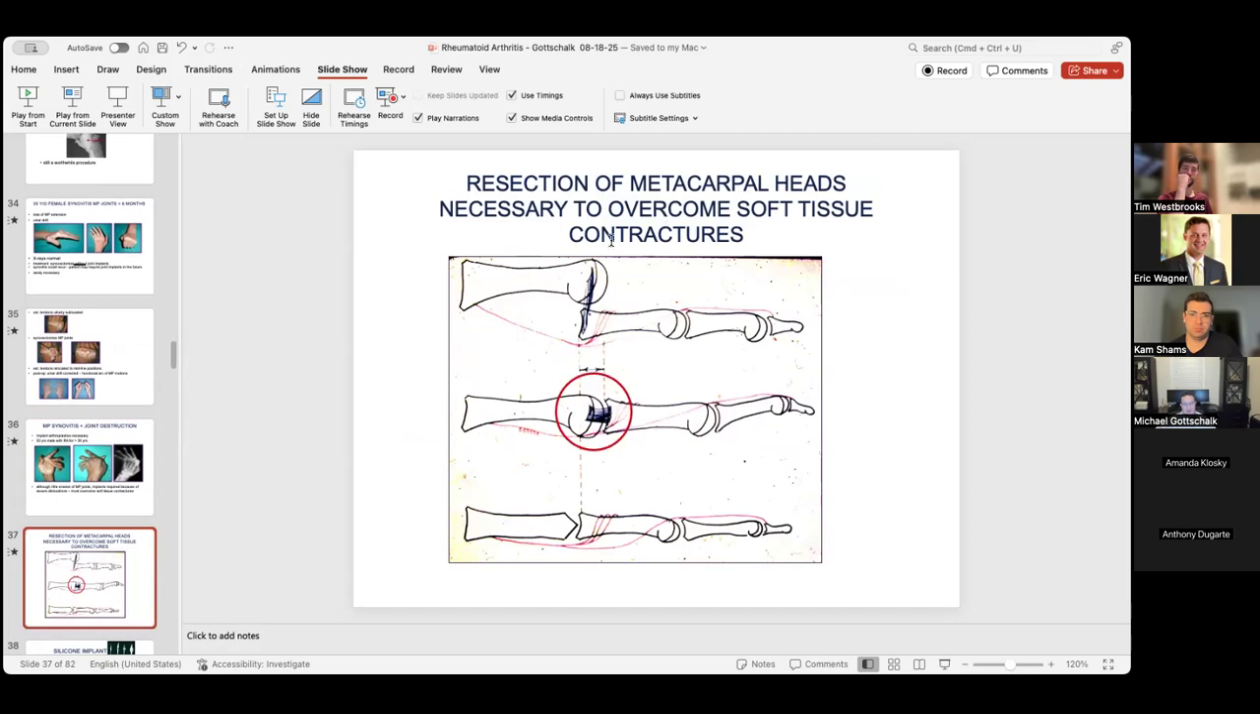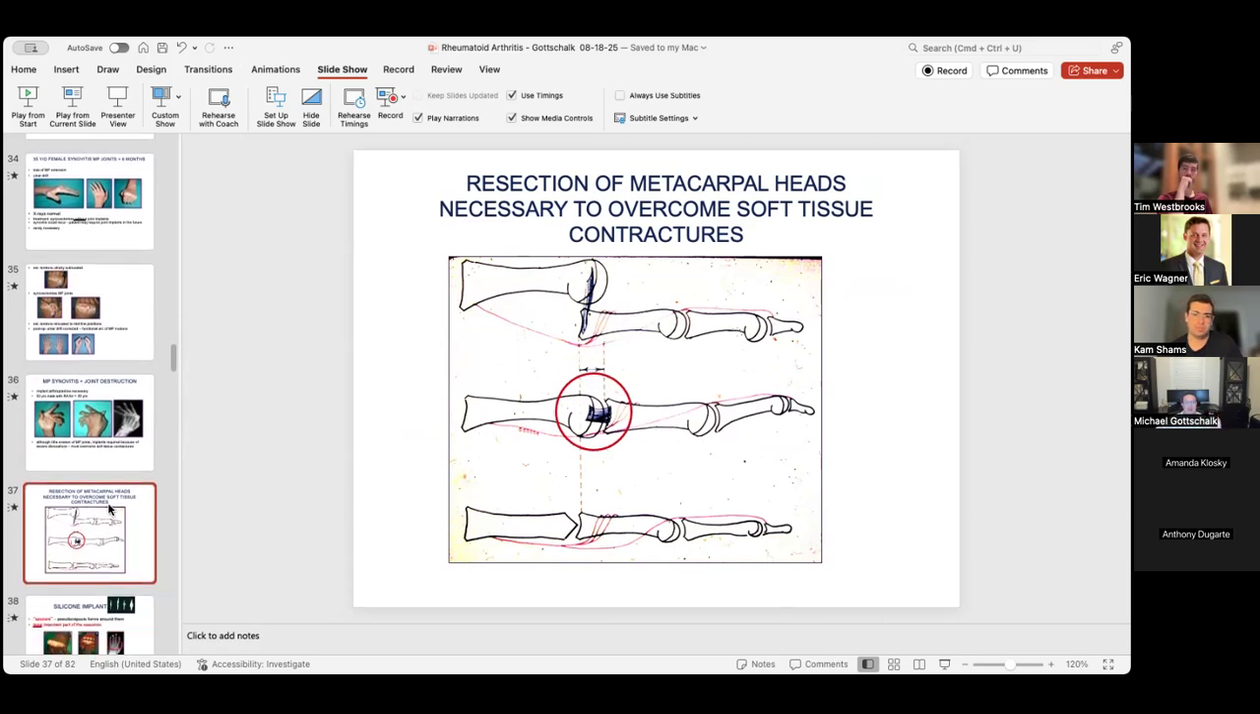You'll see that in order to do a proper implant arthroplasty, you have to resect the metacarpal head just to be able to get it back out to a normal length. And it's oftentimes a resection alone of the metacarpal head may not be enough to overcome the soft tissue contractures. And typically, when we talk about soft tissue contractures, we're specifically talking about the intrinsics of the hand.